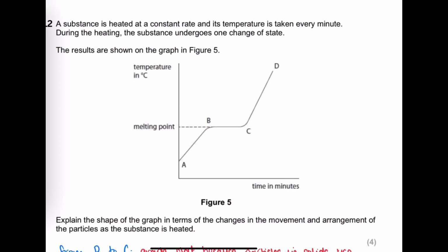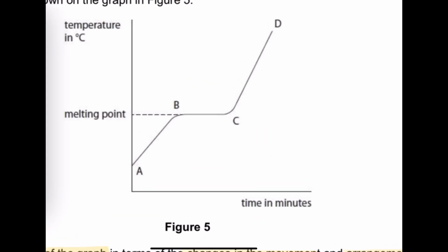12. A substance is heated at a constant rate and its temperature is taken every minute. During this heating, the substance undergoes one change of state. The results are shown in figure 5. Explain the shape of the graph in terms of changes in the movement and arrangement of the particles as the substance is heated. Over here, you see this B to C. We know that this is the exact area where the change of state is happening. How we know that is because it is flat.